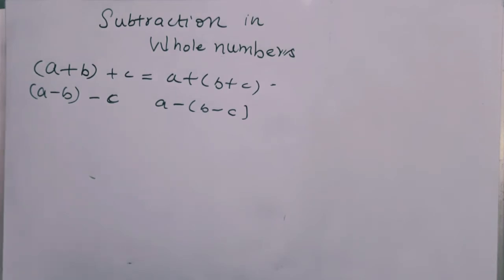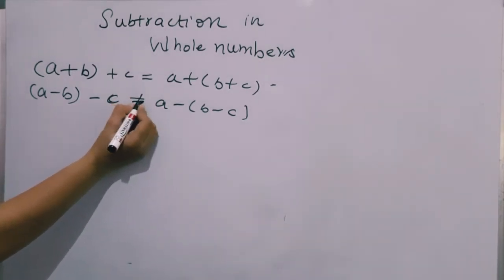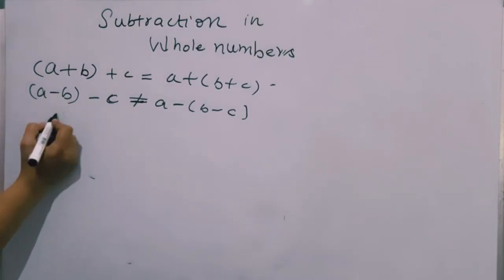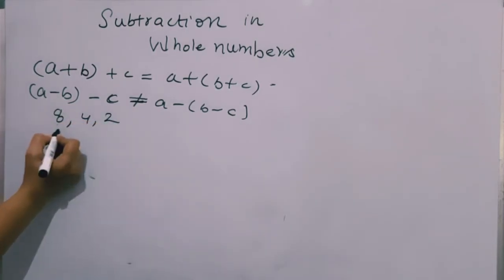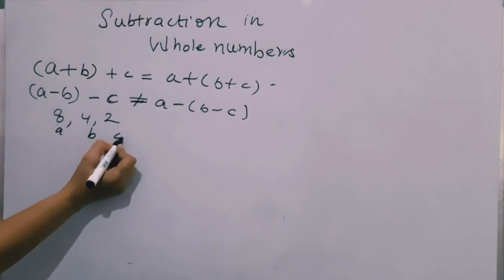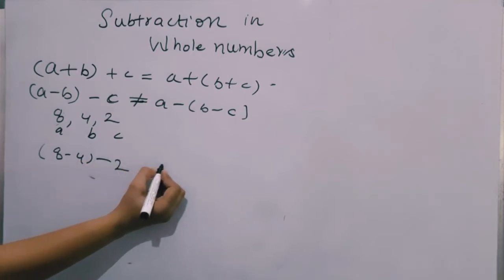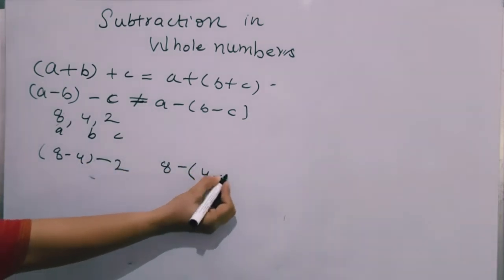Okay students. Now if a, b, c are any three whole numbers, then in general a minus b minus c is not equal to a minus b minus c. In general means कि इसमें कुछ exceptional cases होते हैं जिसमें हो सकता है कि equal हो, but in general it is not equal. ऐसा generally equal नहीं होता है. Okay students? So we can take some examples. We can take example 8, 4 and 2. The value of a is 8, the value of b is 4 and the value of c is 2. So 8 minus 4 minus 2, here it will be 8 minus 4 minus 2.